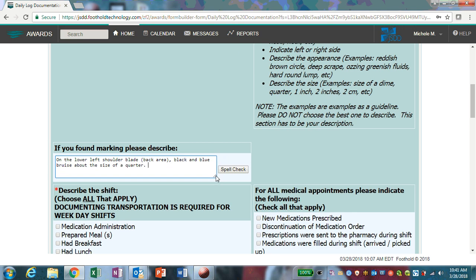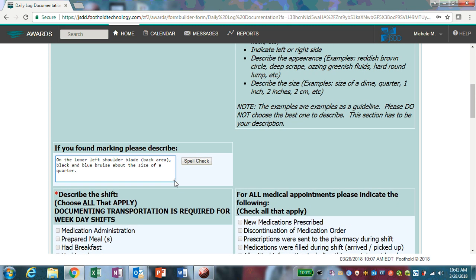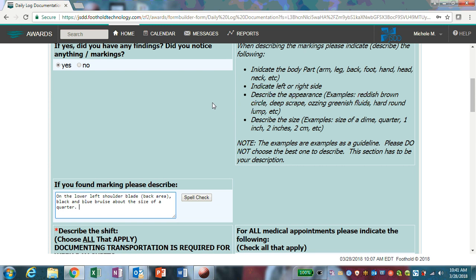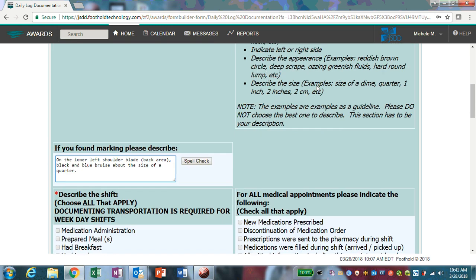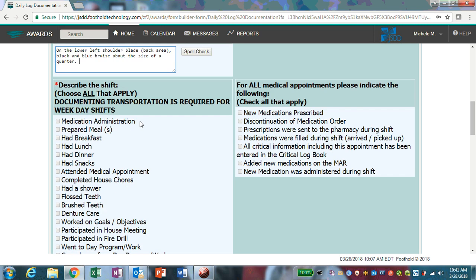So again, I pulled this out so I can see it. Anytime you see little lines like this, you can pull it out. So again, I've indicated the body part, shoulder blade. I've also went a step further and said the back area. I indicated left or right side. I indicated the appearance. And I also gave an approximate size. So now I'm done. Now we're going to go on to the shift description.